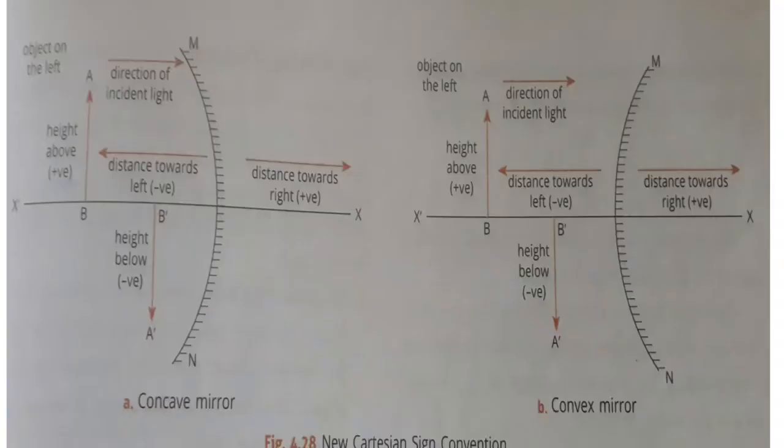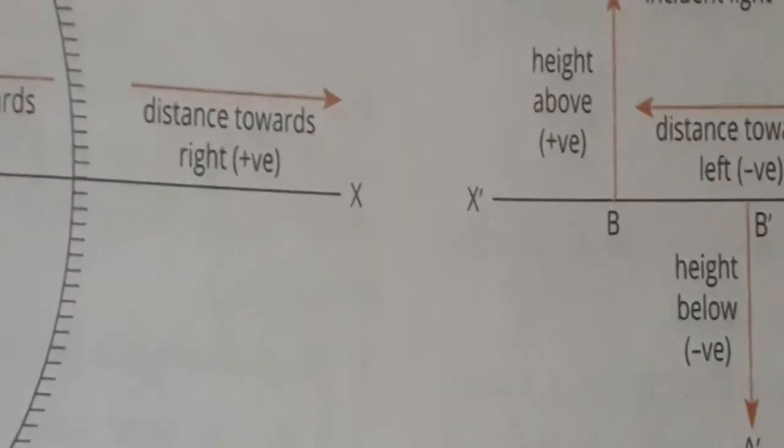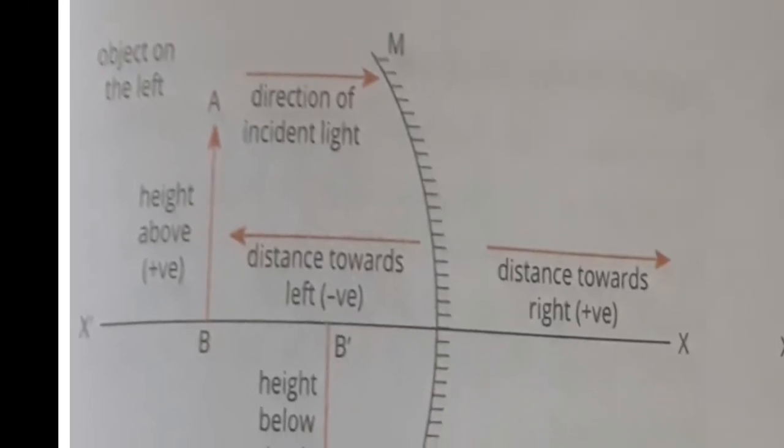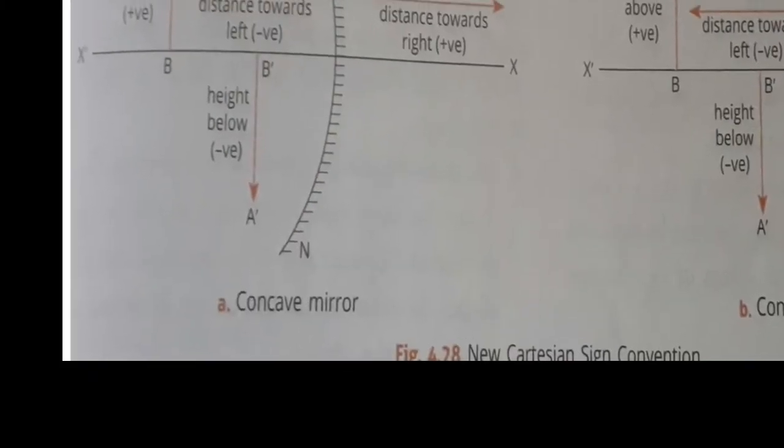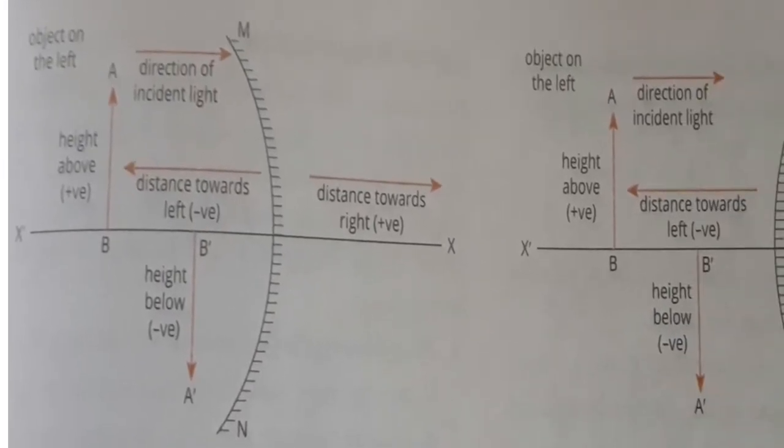In the new Cartesian sign convention, which is used to specify the position of an object and the image, we need a reference point and a sign convention. We shall follow a set of sign conventions called the new Cartesian sign convention. As you can see in the picture, here for a concave mirror, we have the Cartesian sign convention.